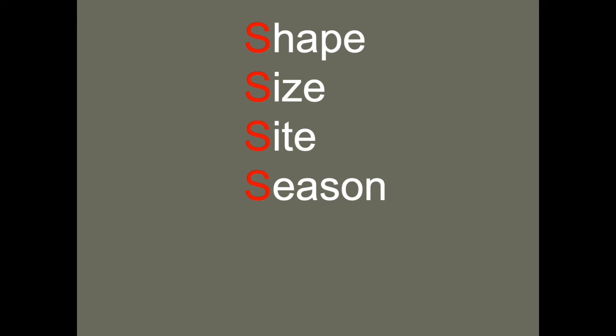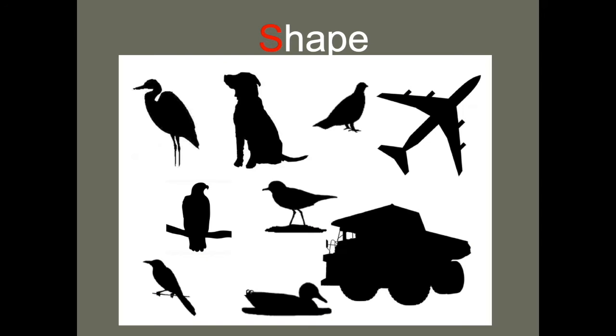I thought a good place to start would be looking at the 6 S's of bird identification: shape, size, sight, season, sound, and sight. So the first S we're going to look at is shape. Every bird can be classified into one of a few bird shapes. Here are some possible shapes.